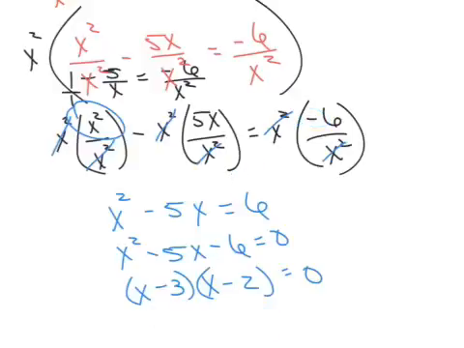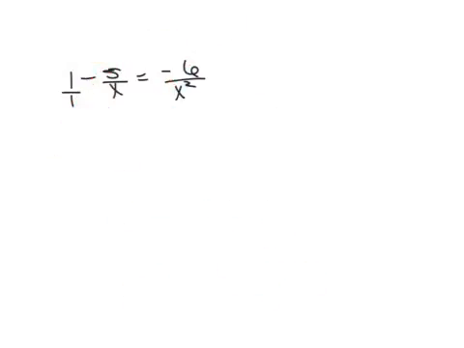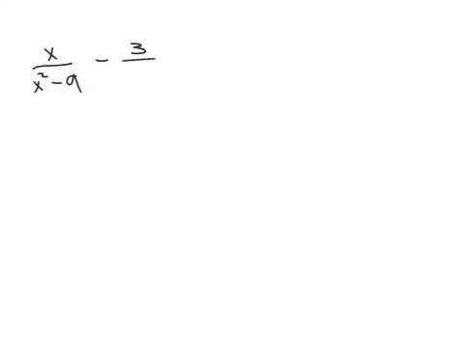So let's go ahead and get rid of my stuff here. Alright, example 4. We have x over x squared minus 9 minus 3 over x minus 3 equals 1 over x plus 3.